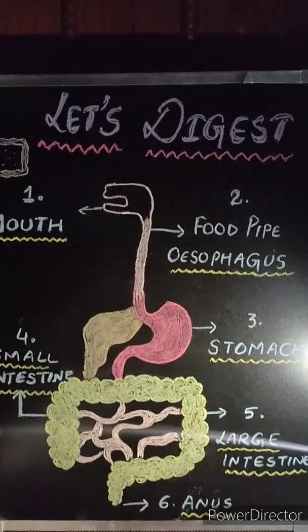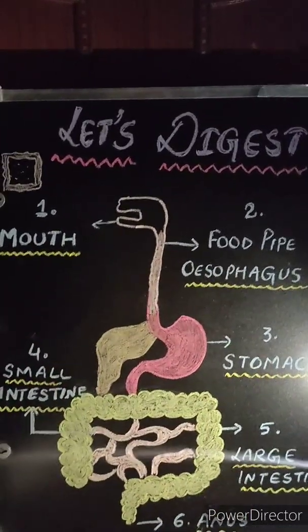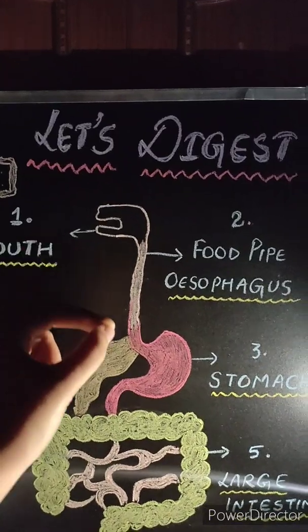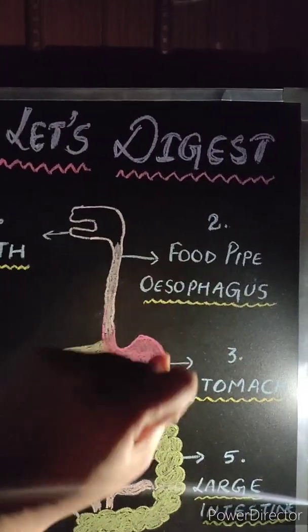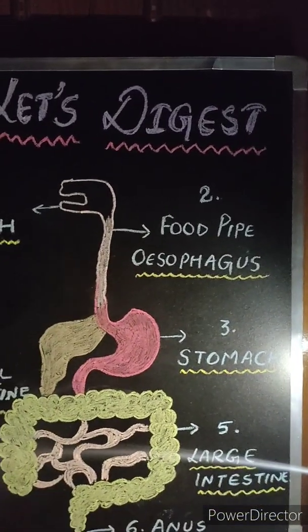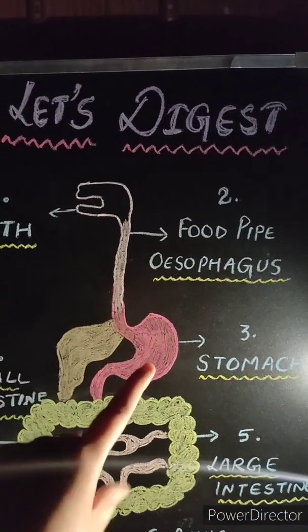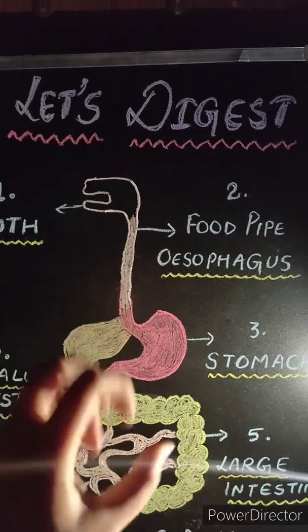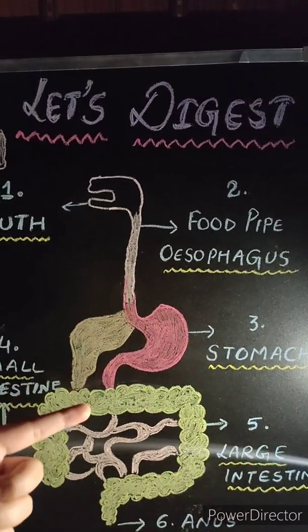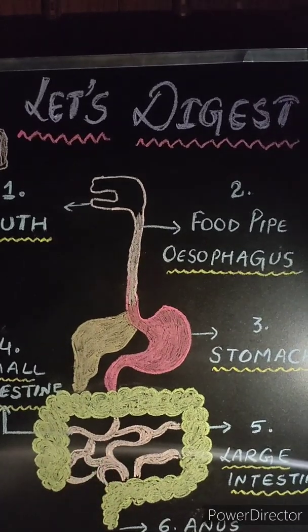And there are 6 major steps in digestion. The very first one is the mouth, through which the food enters into the body. Then it is the food pipe, through which food passes into the stomach. Then the stomach secretes some gastric juices to break down the food. Okay. And after that, the food passes into the small intestine.